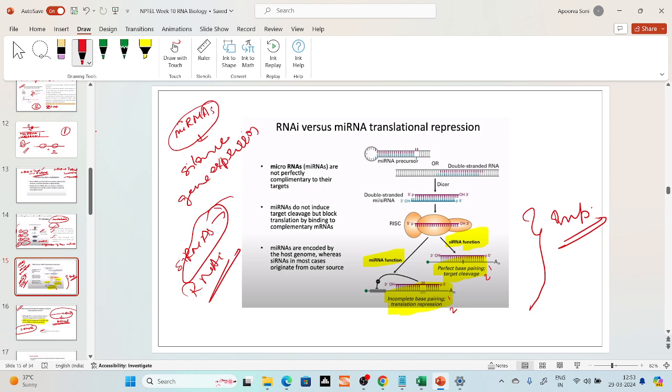Okay. See, this mRNA can be cleaved. Whereas because miRNA does not have a perfect base pairing, it cannot cleave the target mRNA, but it will repress the translation process. So this is the difference between miRNA and siRNA.